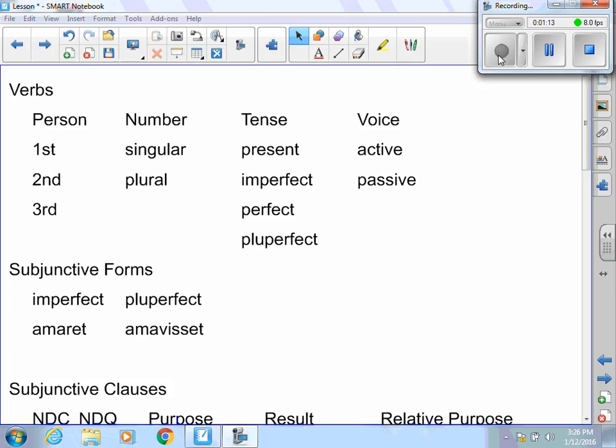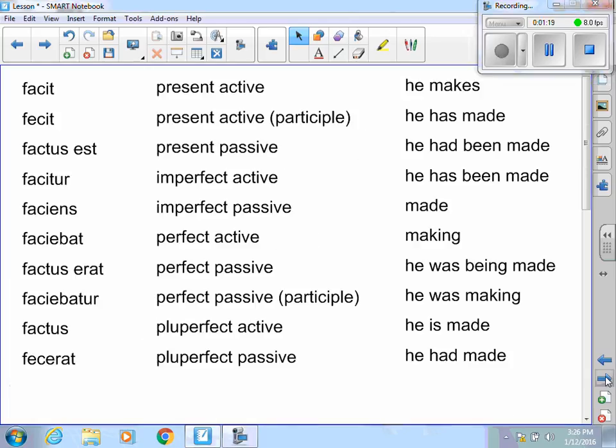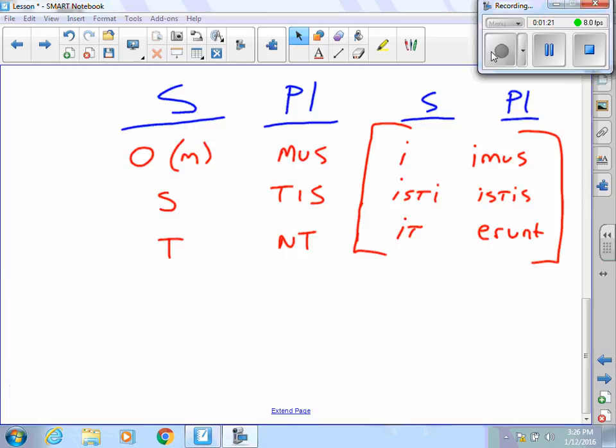You're also going to have to know the number, that's singular or plural. Again, we'll go back to that chart. Here's our personal ending chart. The O, M, the S, the T are singular. The mus, tis, and unt are plural. The i, the it is singular, and the imus, istis, and erunt are plural. So make sure that you are aware of the numbers.